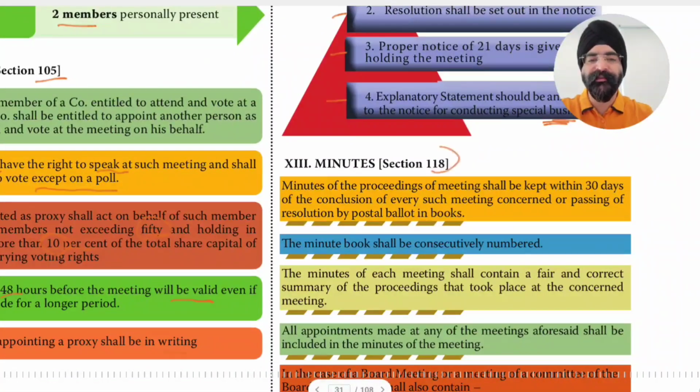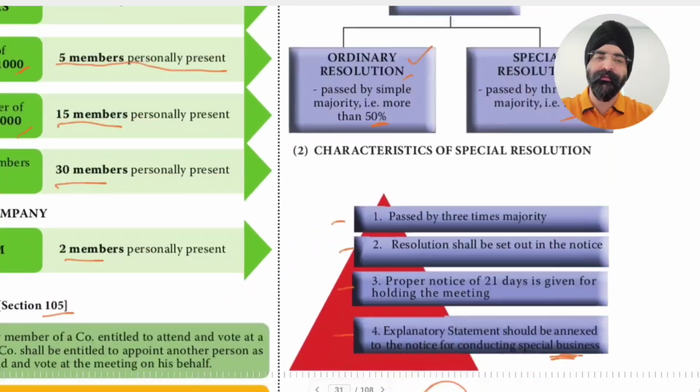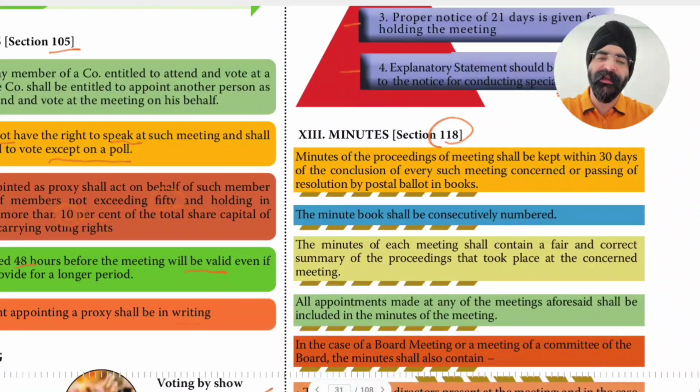Minutes. Section 118. So resolutions was 114 and minutes is 118. Minutes of the proceedings of the meeting shall be kept within 30 days of the conclusion of every such meeting concerned or passing of the resolution by postal ballot in books. So suppose if a resolution is passed by ballot, then also that will be recorded in minutes in the form of a meeting within 30 days.